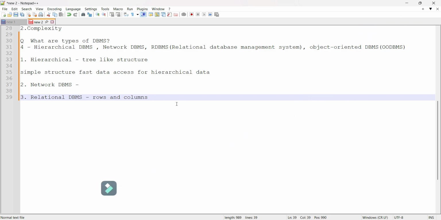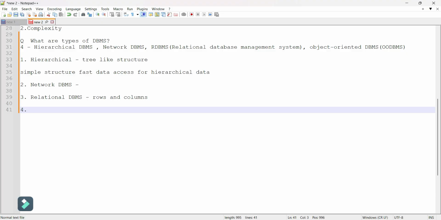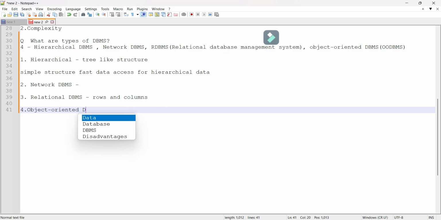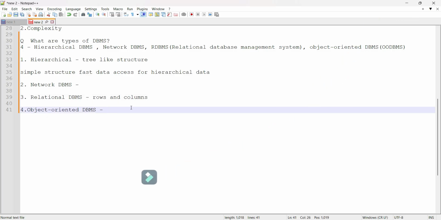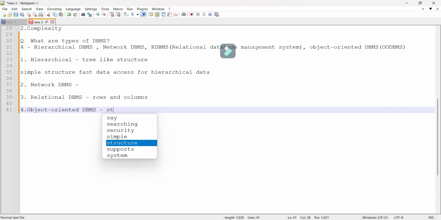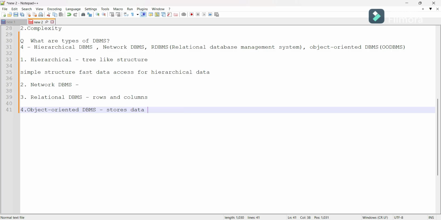Now come to the fourth and last one, that is object-oriented DBMS. Among these four, the most commonly used is the relational database, where we store data in tables in the form of rows and columns. Object-oriented DBMS stores data as objects instead of tables.